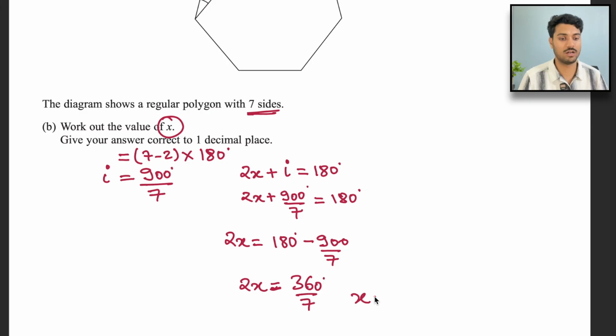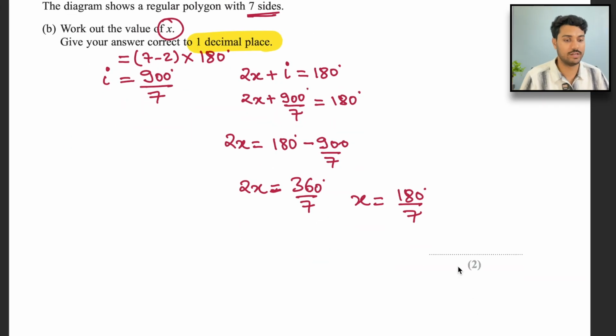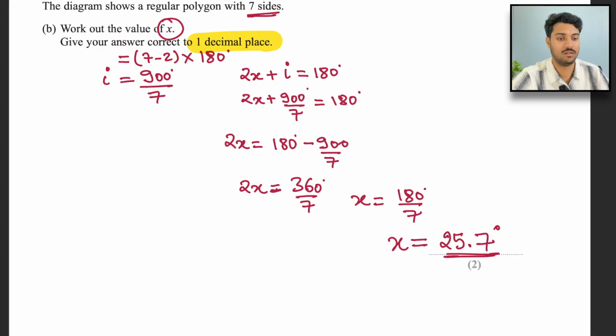So x will surely become 180 degrees divided by 7. But the question says to give your answer correct to 1 decimal place. So 180 divided by 7 is equal to 25.7. So x is 25.7 degrees. This is the value of x. I hope this is clear.